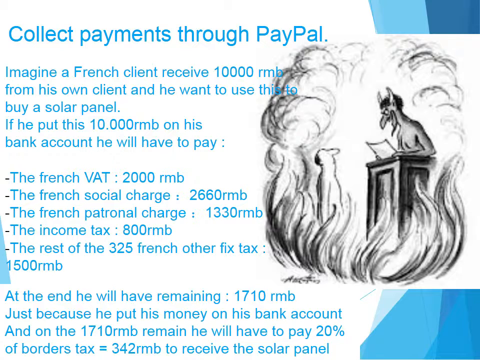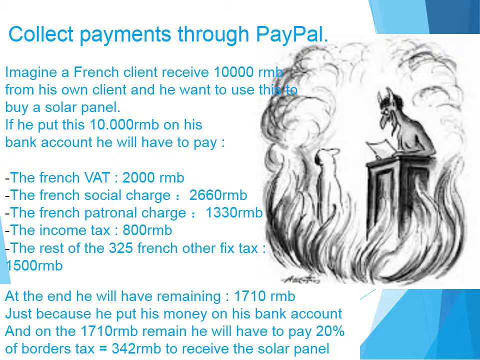After, he will have to pay the French social charge. It's around 2,600 RMB. After, he will have to pay the patronal charge. It's around 1,300 RMB. After, he will have to pay the income tax, which is around 800 RMB. After, in France, there is something like 350 taxes. When you're buying sunglasses, you have to pay tax. For everything, there is tax. Two years ago, I paid the anti-terrorist tax. Come on, anti-terrorist tax. There is tax on everything.